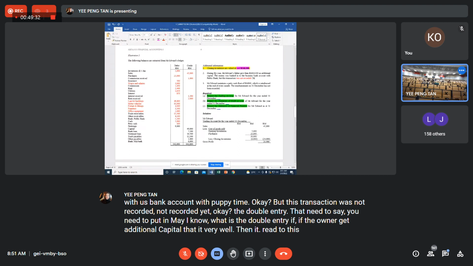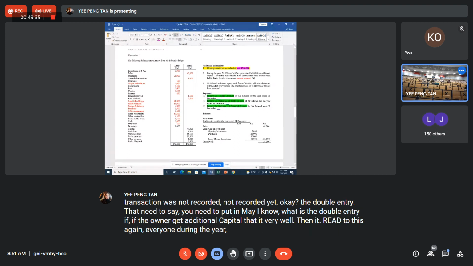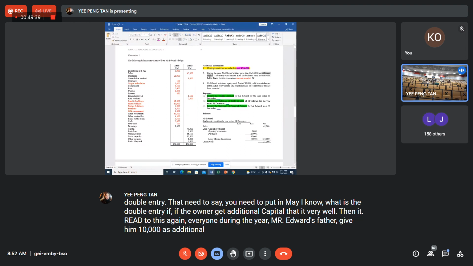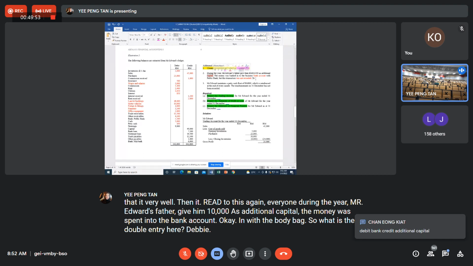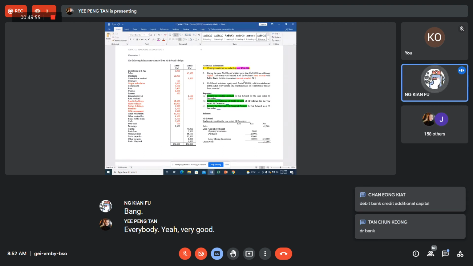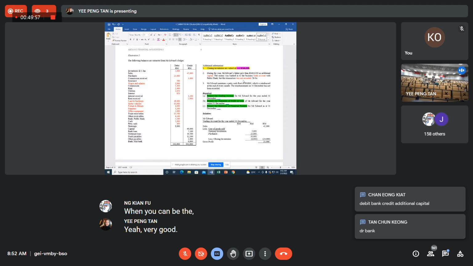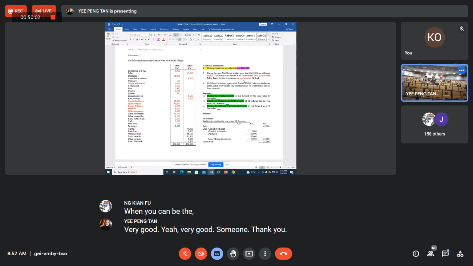Read through this again, everyone. During the year, Mr. Edward's father gave him 10,000 as additional capital. The money was banked into the bank account with the public bank. So what is the double entry here? Debit bank. Credit capital. Yeah, very good. Thank you. If nobody answers, I cannot tell. I notice you have answered. Okay, debit bank, credit capital.